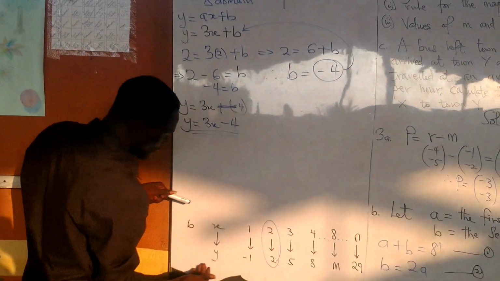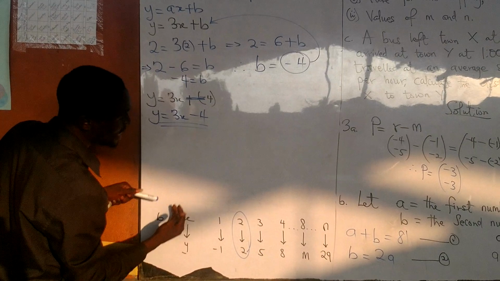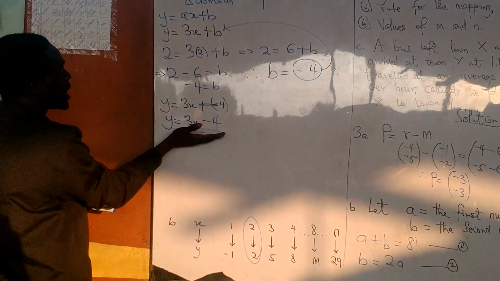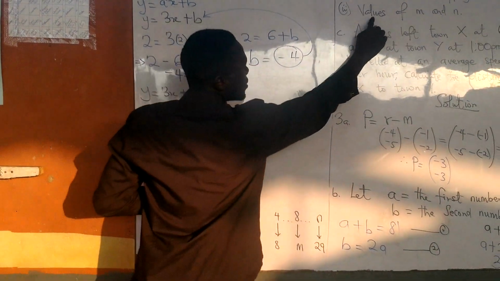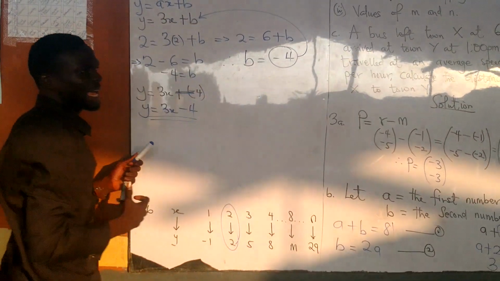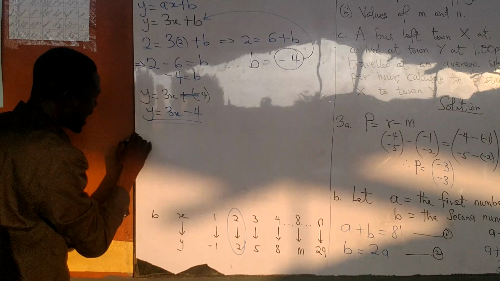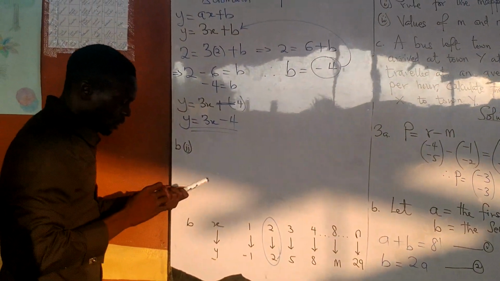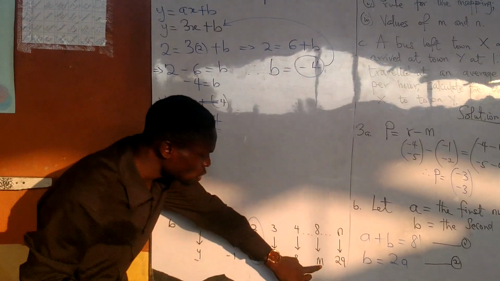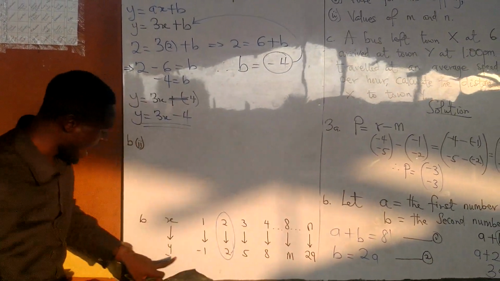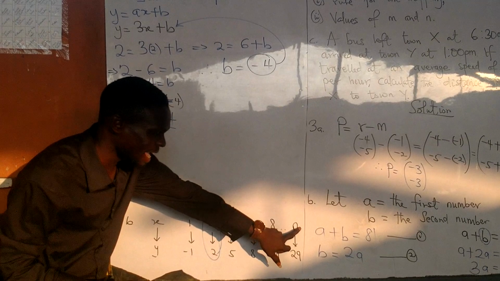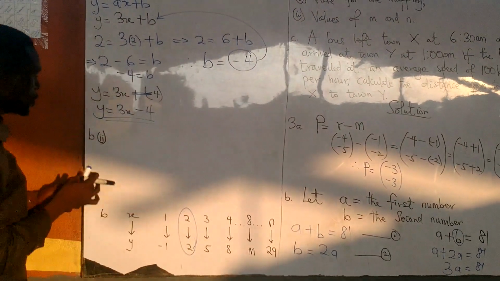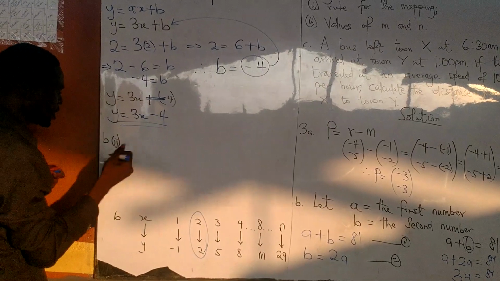So the number 4bi, find the rule for the mapping. This is your answer. We go to the next one. Find the values of m and n. So we have the number BII. You have to find the value of m, which is the y value, and the value of n, which is the x value. So to find m, using the same rule, what is the rule?